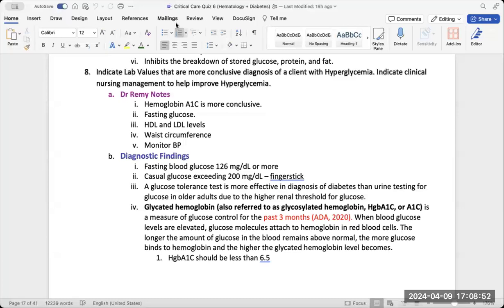It does that because when blood sugar levels are elevated, the sugar molecules bind to the hemoglobin in the red blood cells. So the less you're managing it, the more sugar is going to attach to that hemoglobin, further raising the levels, and that's not good for indicating that they're managing their diabetes well. That actually indicates it's not being managed well, especially if that hemoglobin A1C is greater than 6.5%. And yeah, that's pretty much it.